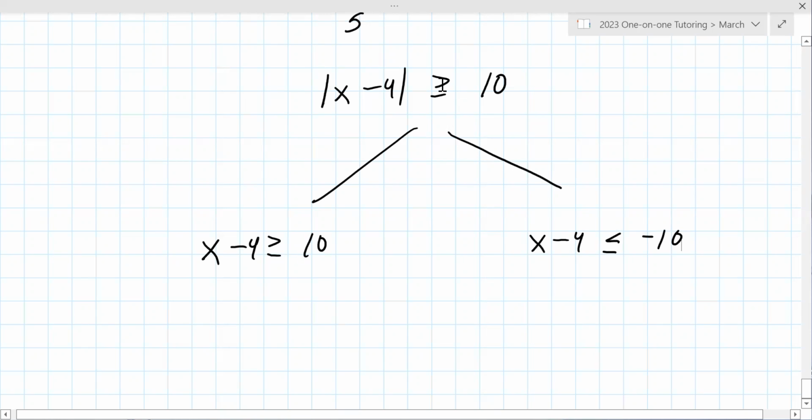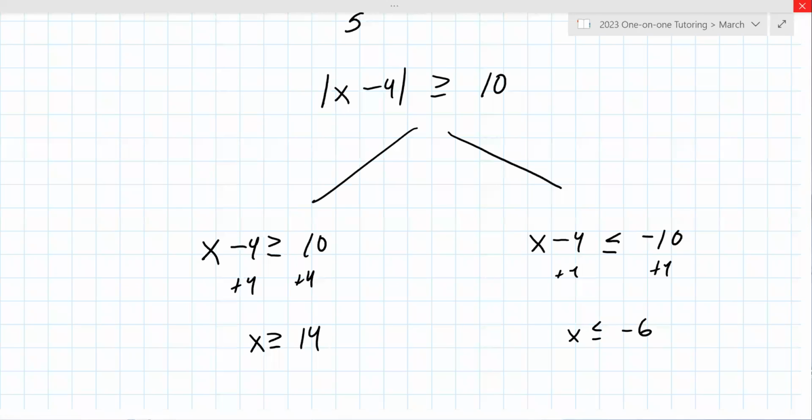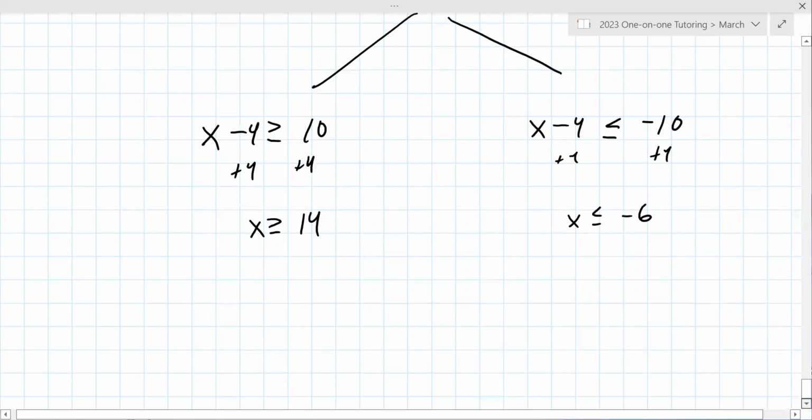If it were less than or equal to, you still have to break it down into solving for the absolute value. Add 4, add 4. X is greater than or equal to 14. X is less than or equal to negative 6, like that. Any questions on that before I have you try one here? No, I'm good. All right, let's have you try one here.